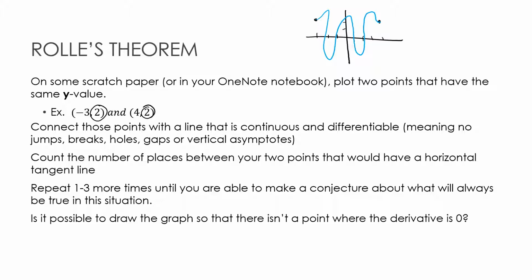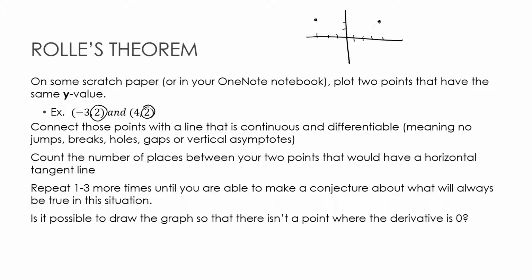That's one example. Now, what we're looking at here says count the number of places between your 2 points that would have a horizontal tangent line. So 1, 2, 3, 4, 5. That's my example. Do that a couple more times and then find out what is true in that situation. So let's erase and try another example.